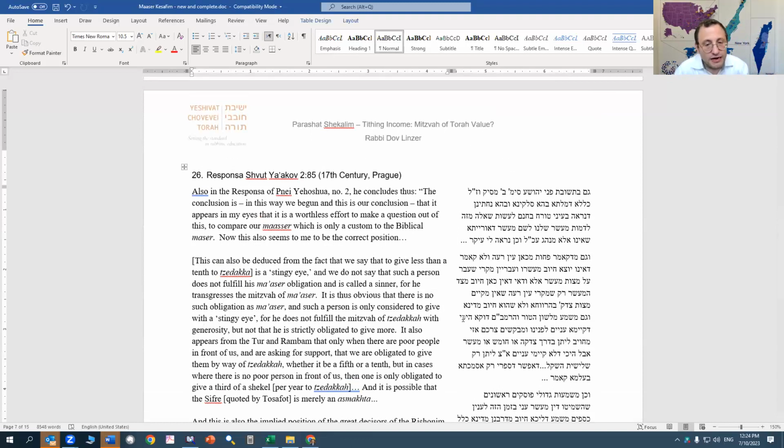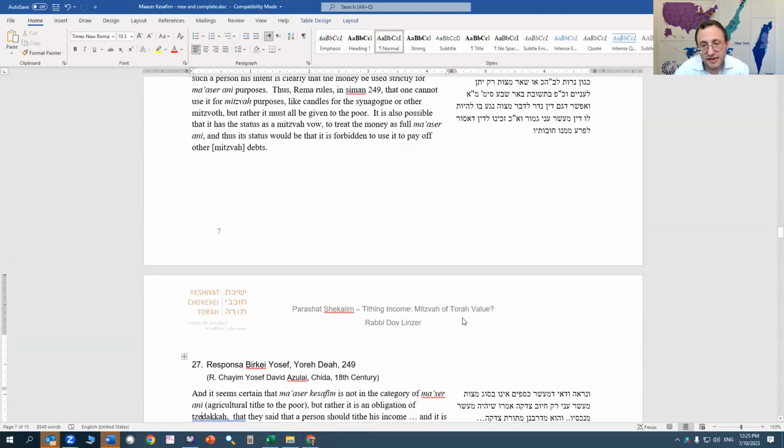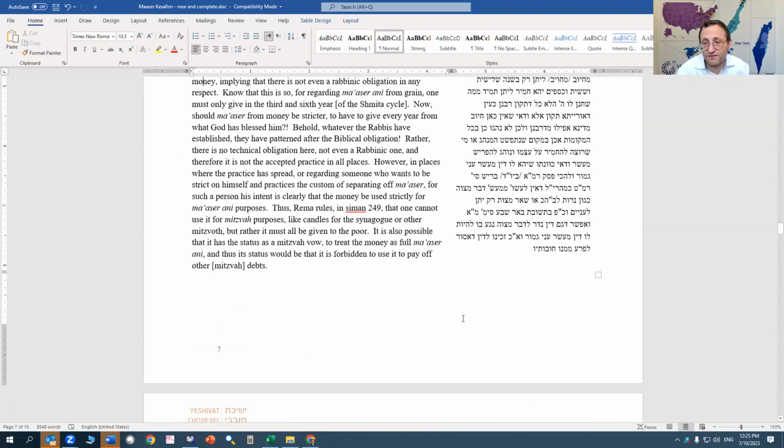Here's another source, 17th century Prague, Shvus Yaakov, who spends the whole teshuva saying, it's interesting, that there was a widespread understanding in a lot of poskim that this really was a biblical or rabbinic obligation. It had become so internalized that people really believed it was so obligatory that it was understood as a type of biblical or rabbinic obligation. And later poskim had to come and say, no, you're not reading the sources properly. This is really just a minhag. And the reason that's important is that when it's a minhag, it gives us more flexibility.